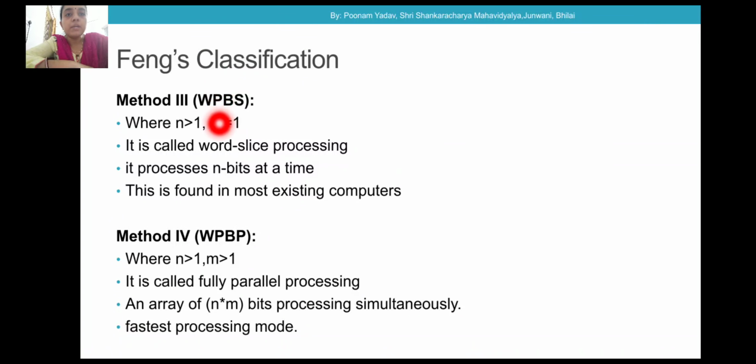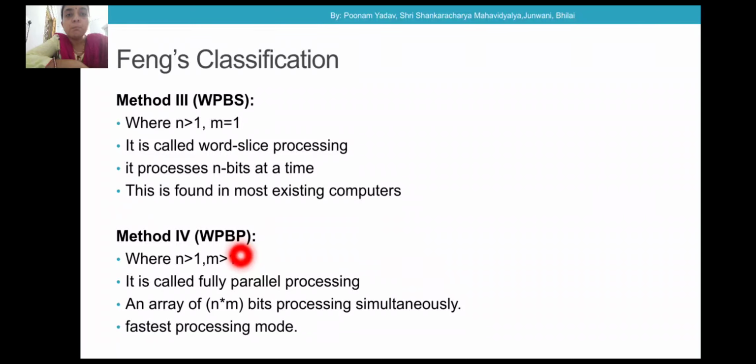Now WPBS means the value of m is 1, so the bit slice is constant and the value of n, the word length, changes. This is found in most existing computers. These are the most general purpose computers.